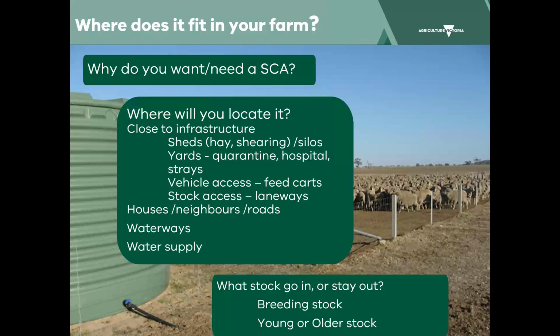Obviously, waterways is a big issue, making sure you're far enough away. In Victoria, basic rule of thumb is at least 100 metres from a designated waterway, but I'll go into a bit more about that later. And then obviously close to water supply. How are you actually going to supply water to your stock in there?